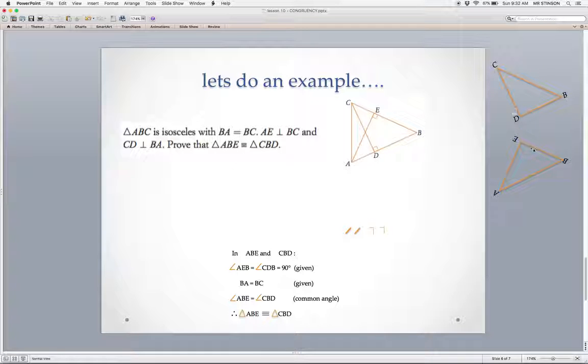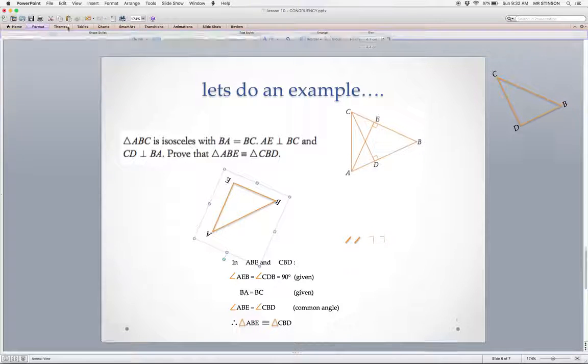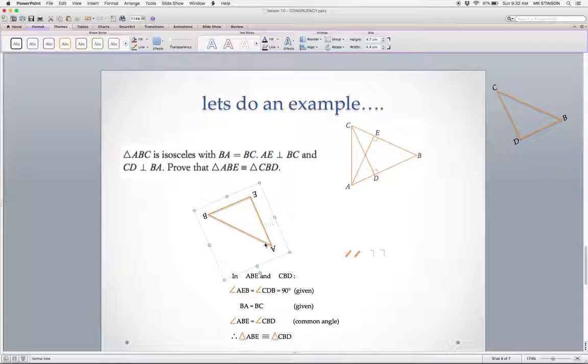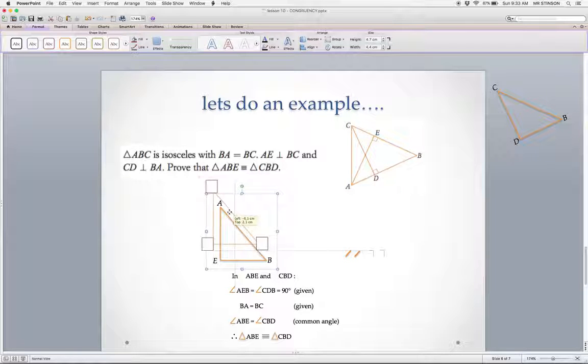The first thing you'll need to do is draw the 2 triangles separately outside of the diagram they give you. So if I bring this one over, we can see that this is triangle AEB, or ABE. Let's move it down. I'm going to quickly flip it and rotate it so that the triangle looks a little easier to use. And we're done.